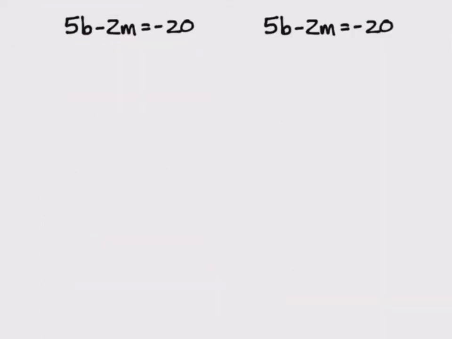All right, time for some practice problems. In front of you, you got the same kind of equation involving two variables. 5b minus 2m equals negative 20. And all I want us to practice doing is solving this equation first for m and second for b. So when you pause the video, take care of that, and when you're done, play the video and we'll see how it went.